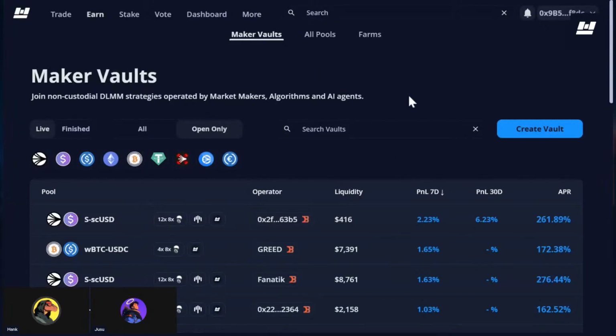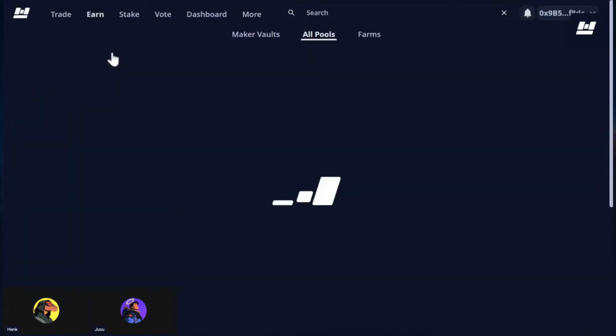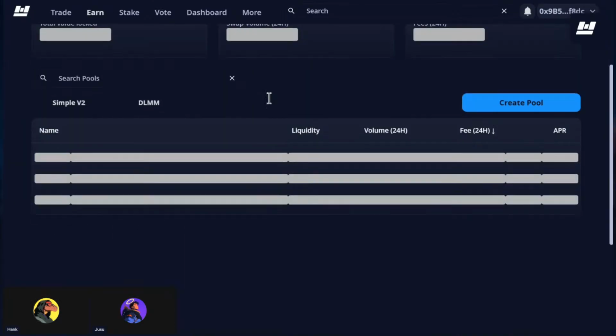Okay, so this is where we left. We were at MakerVaults, and we have here all pools. Now we go away. These are passive strategies for me as a liquidity provider. I do not need to do anything for MakerVaults. And now we go to where we need to be active.